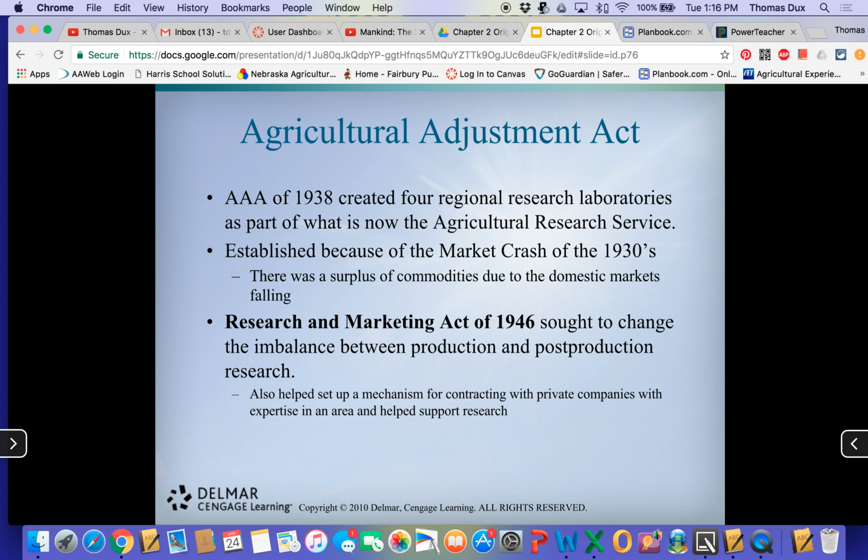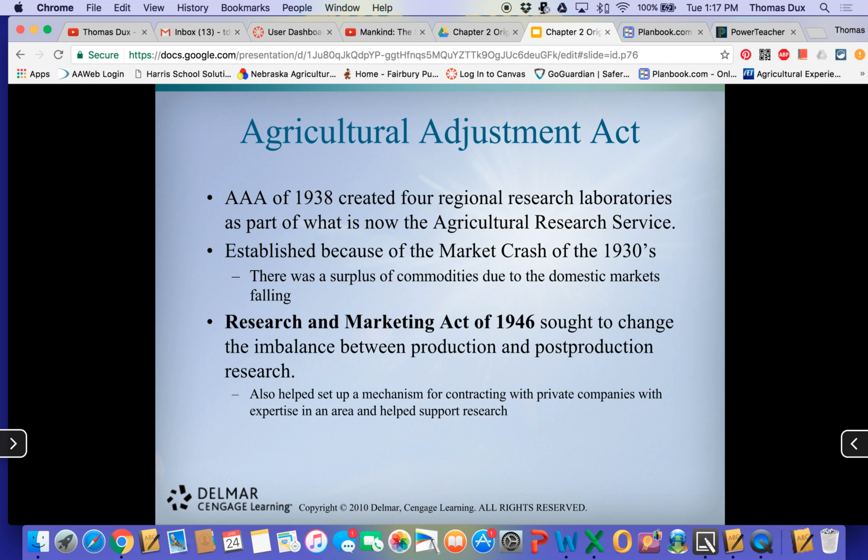Now we're getting into more. This Agricultural Adjustment Act was created in the 30s to provide four regional research service stations, okay? And these laboratories did a lot of what Carver was doing, which was to find different markets and create products for a lot of different crops. Because we had a surplus of some commodities, but we needed to figure out some products that these commodities could be used for, okay? So that's what the AAA, Agricultural Adjustment Act, was helping with. And it also helped with the research on marketing.